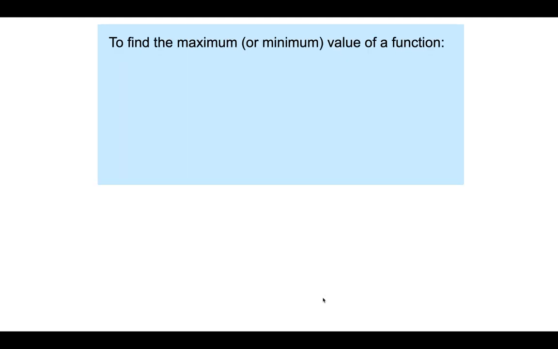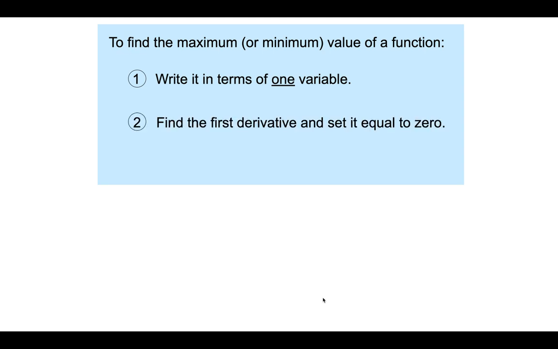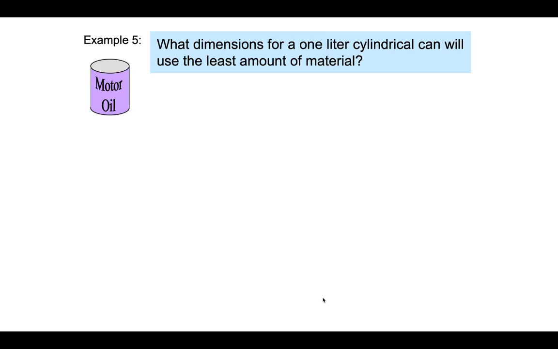So to find the maximum or minimum value of a function, you want to write it in terms of one variable, and you want to find the first derivative and set it equal to 0, and your absolute maximum or minimum is going to occur either at the place where the first derivative is equal to 0 or at one of the endpoints.